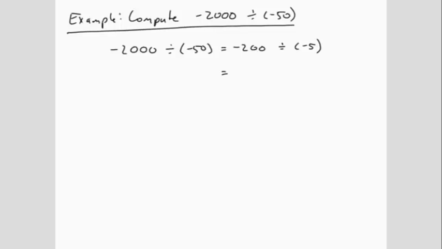And then 200 divided by 5 turns out to be 40, so the final answer is positive 40.